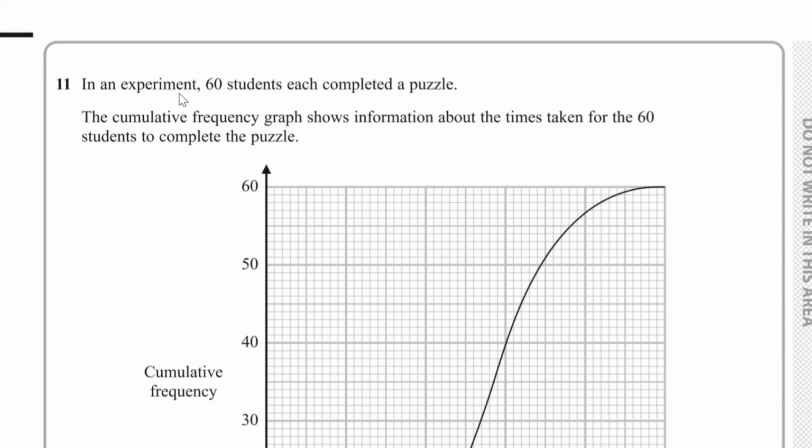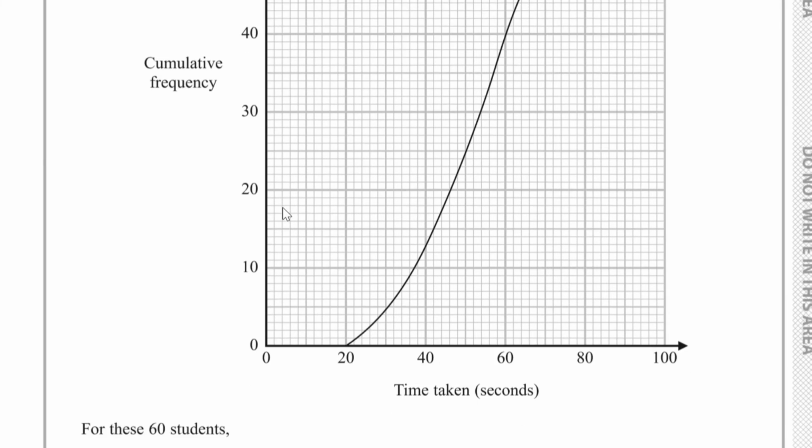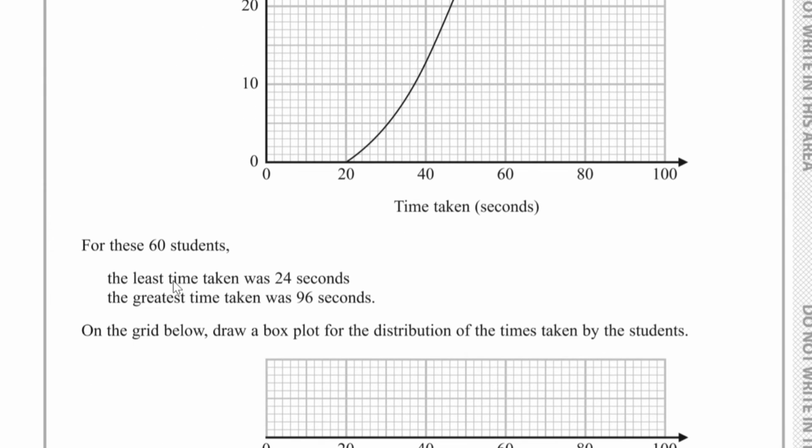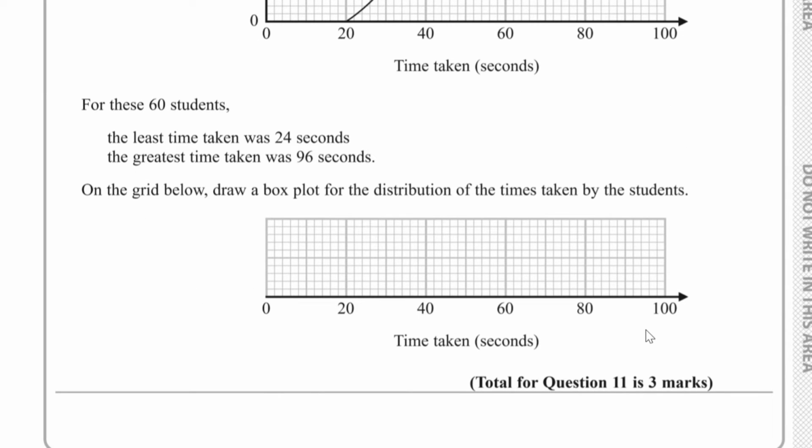Question number 11. In an experiment, 60 students each completed a puzzle. The cumulative frequency graph shows information about the times taken for the 60 students to complete the puzzle, and that's what we see here. For these 60 students, the least time taken was 24 seconds, the greatest time taken was 96 seconds. On the grid below, we have to draw a box plot for the distribution of the times taken by these students. Well, what we know so far is the least time taken is 24 seconds.